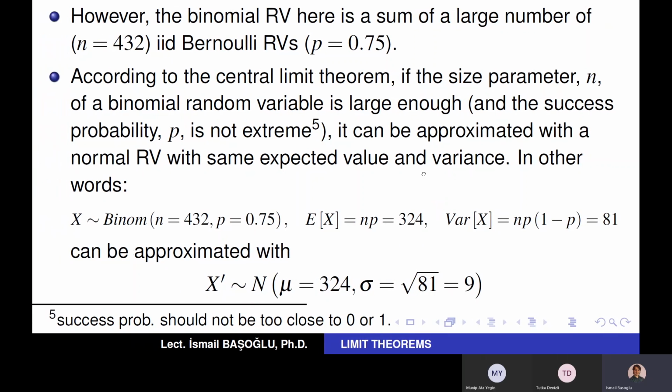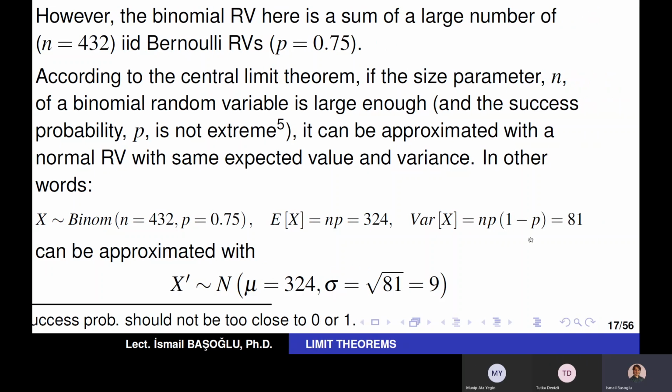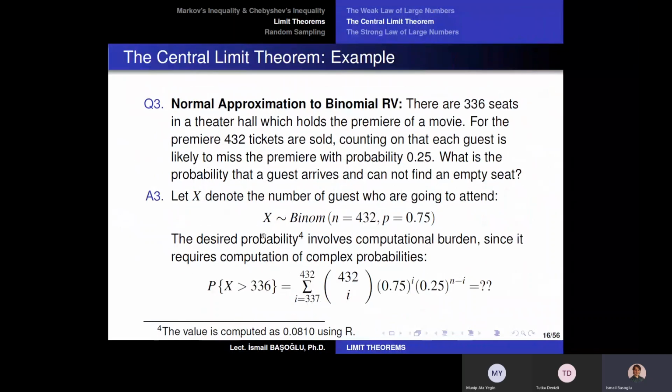So what I am going to do is this. I am going to assume another normal random variable, which has the expected value equal to the expected value of this binomial random variable, and the standard deviation exactly equal to the standard deviation of that binomial random variable, which is 9. If the variance is equal to 81, then the standard deviation will be equal to 9. So I will assume that normal random variable, and I am going to answer the same question here with the normal random variable instead of the binomial one.